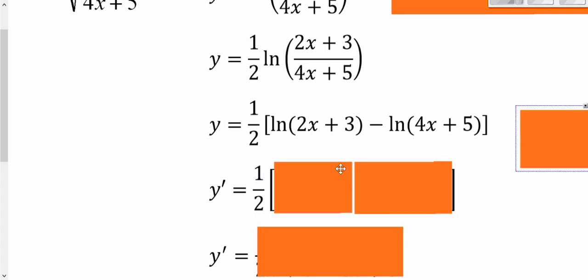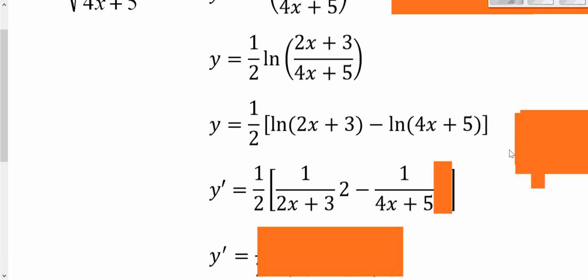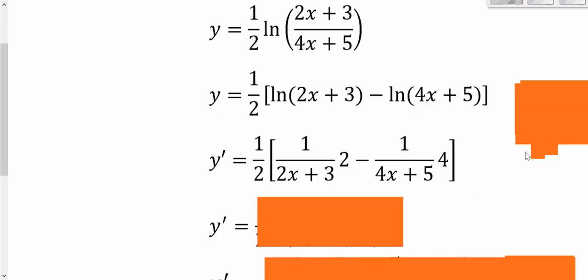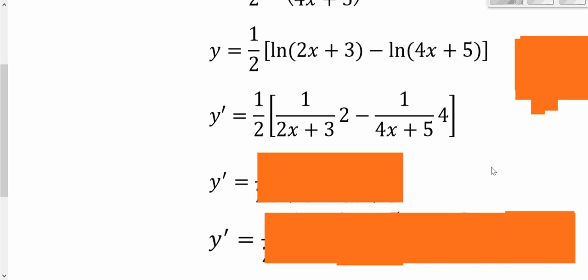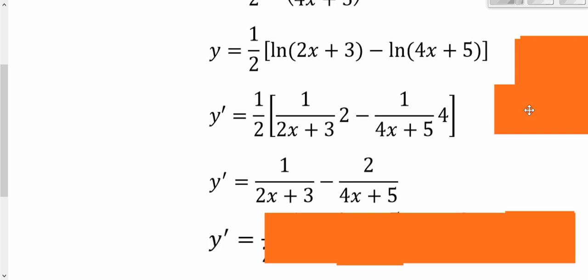Then we're going to go 1 over what's after your log. Then chain rule, derivative of the inside, which is just a 2, minus 1 over what's after your log. Chain rule, derivative of the inside, which would be 4. Well, now we can just simplify this. I'm going to distribute through my 1/2, so this 1/2 would cancel out this 2, leaving me with just that first fraction, minus 1/2 times my 4 would cause me to have a 2.